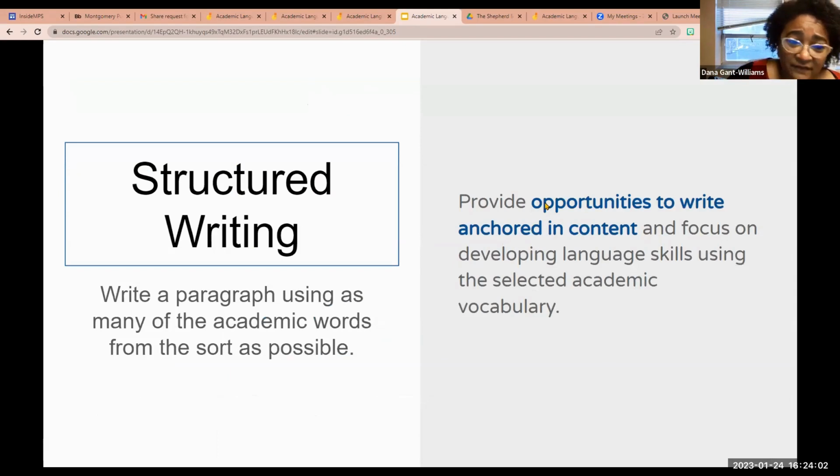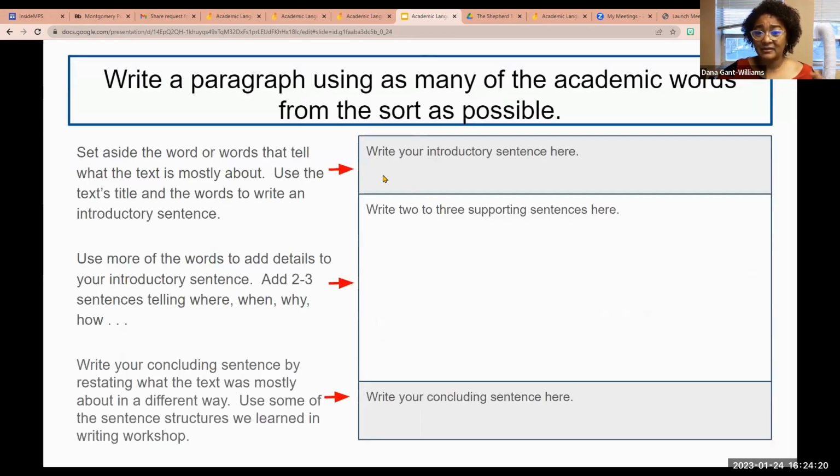And so the 4th and final round of acquiring academic language is the structured writing piece. So now that they've read it multiple times, they've manipulated vocabulary, they've annotated the text, now they're actually going to write. So they're going to take that claim that they wrote and you're going to structure it in just a paragraph. They're not writing an essay. It's just a simple paragraph.